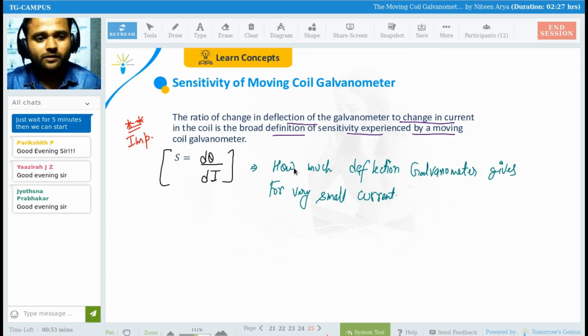Clear everyone? For example, if you have a centimeter scale, you can only observe centimeters. If you have a vernier caliper, you can go to the millimeter. But if you have a screw gauge, you can measure micrometers also. Clear? 10 micrometer, 100 micrometer, 50 micrometer. Clear this thing, everyone? Good.